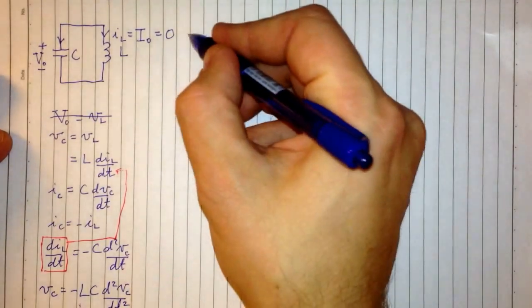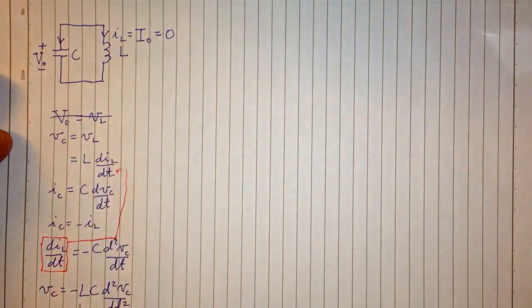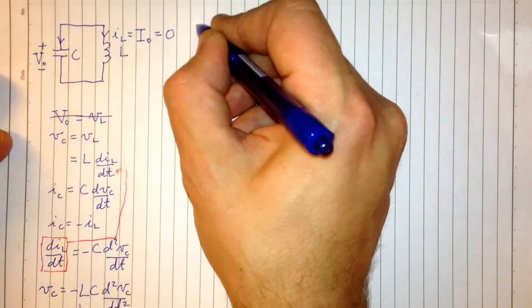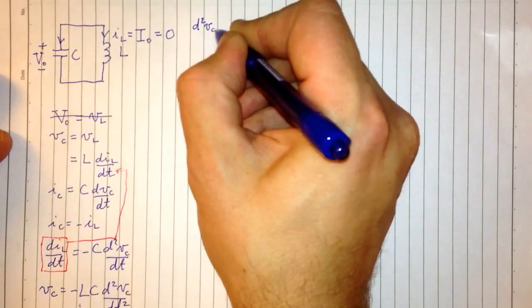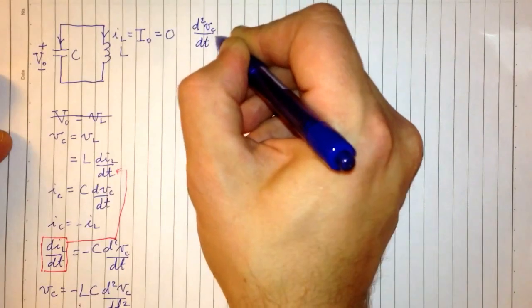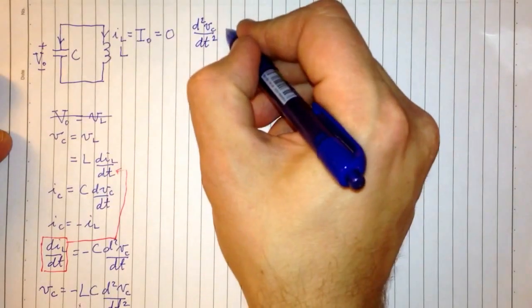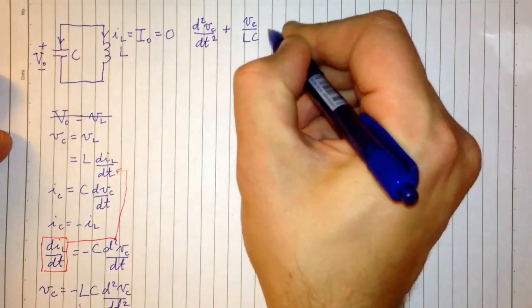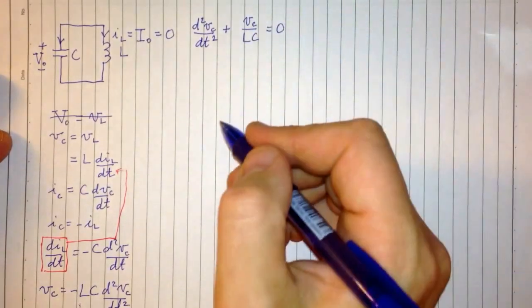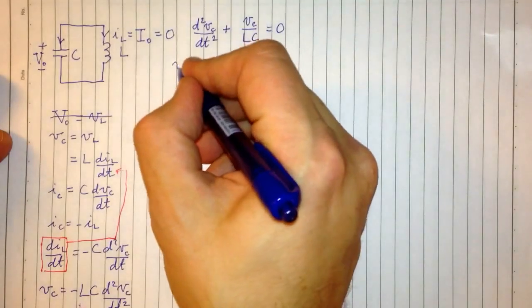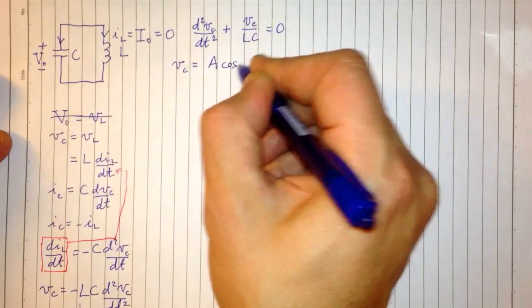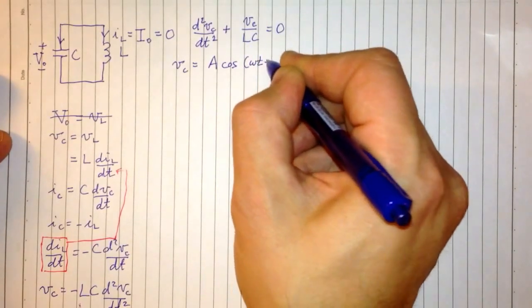Now this is our second order differential equation. I'm just going to rewrite it, rearranging it slightly. Second derivative of V plus VC over LC is equal to 0. It's a homogeneous equation, and so we'll try a solution of the form A cosine omega t plus phi.